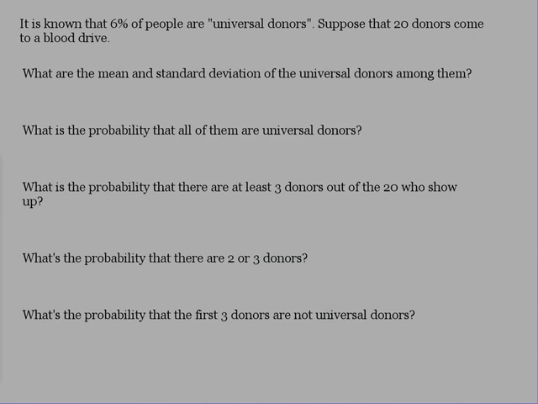And here's the next example. It is known that 6% of people are universal donors. Suppose 20 donors come to a blood drive. What are the mean and standard deviation of the universal donors among them? Okay, so the mean is how many we expect. That's the expected number of donors. See, x is not the number of donors, it's the number of universal donors out of 20 who show up.